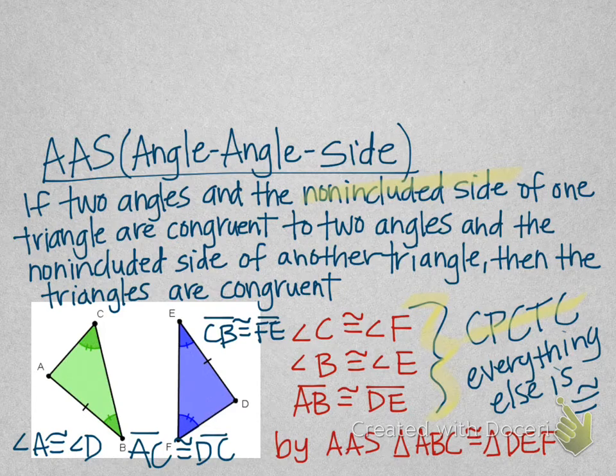So I can say that angle A is congruent to angle D. I can say that side AC is congruent to side DC, and I can say that side CB is congruent to side FE. So those are all the other parts that we did not use to prove the triangles, but once we know the triangles are congruent themselves, we can conclude those parts are congruent.